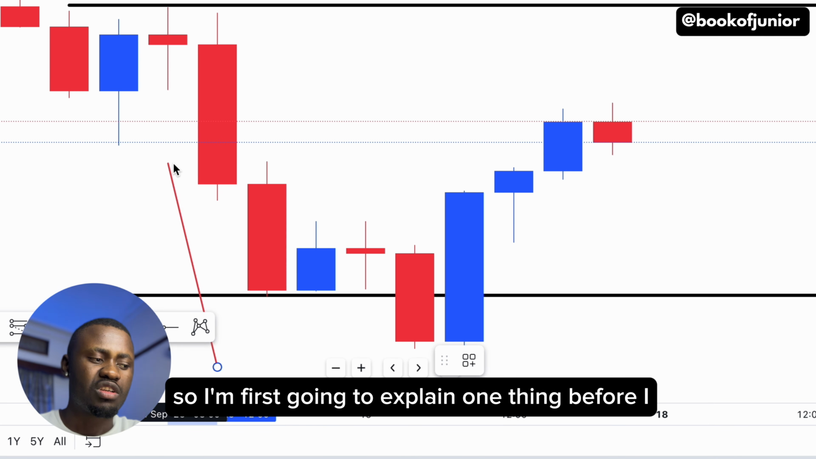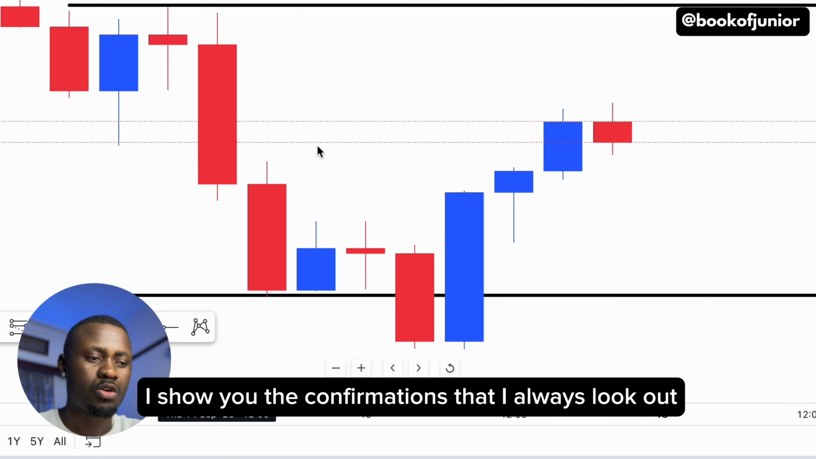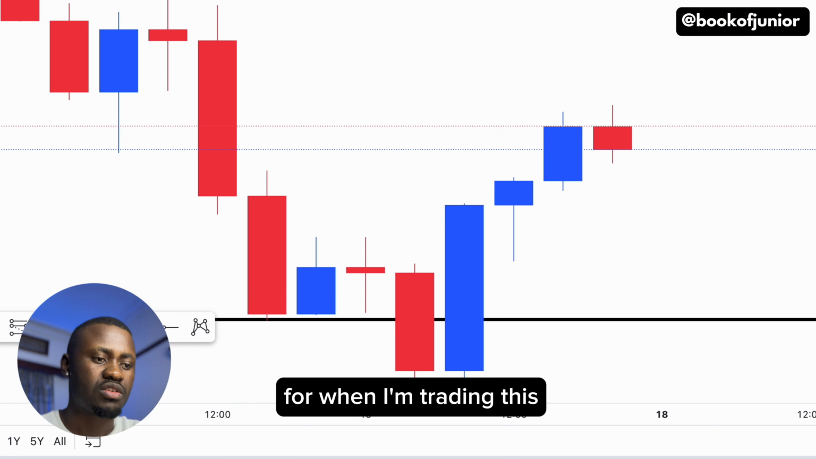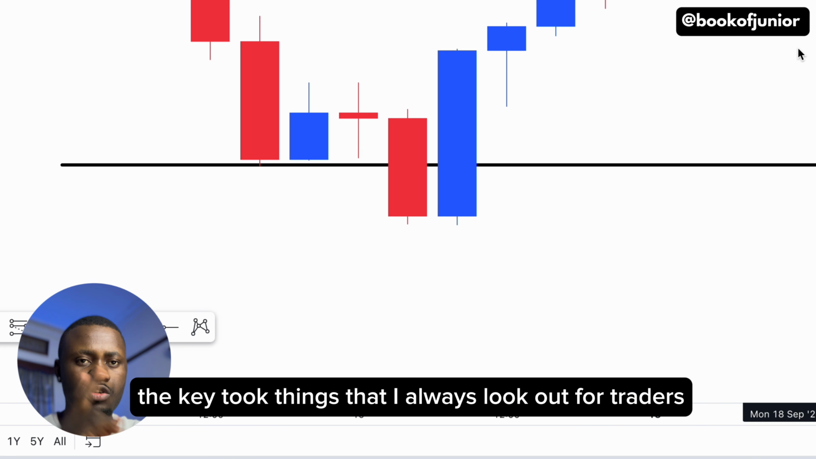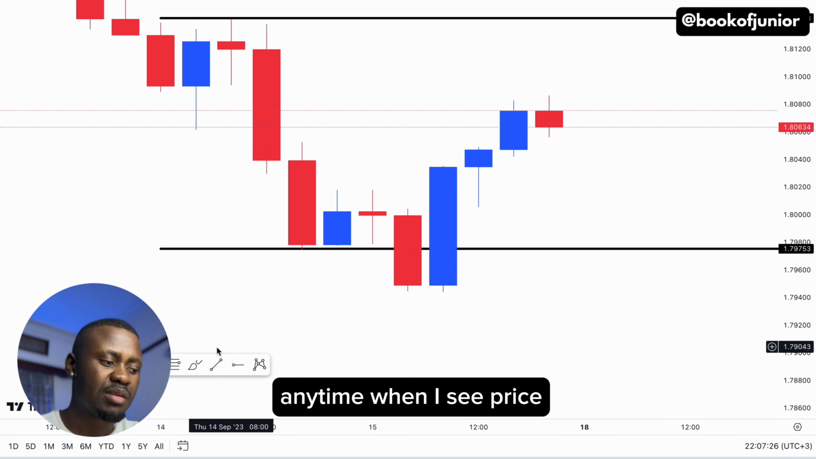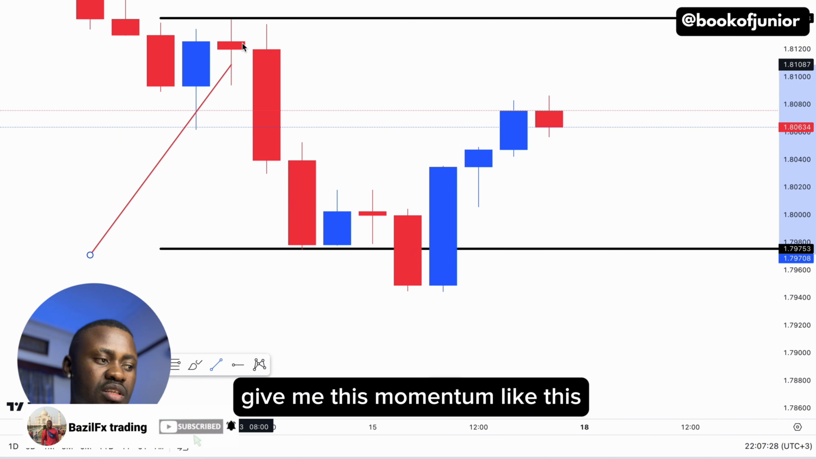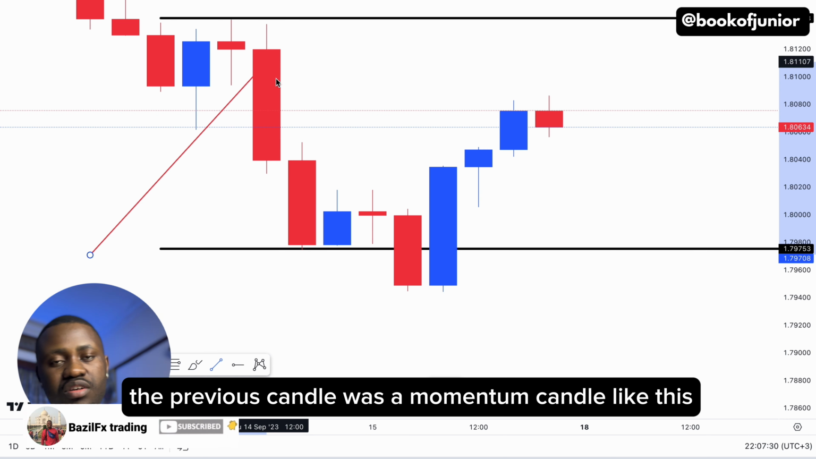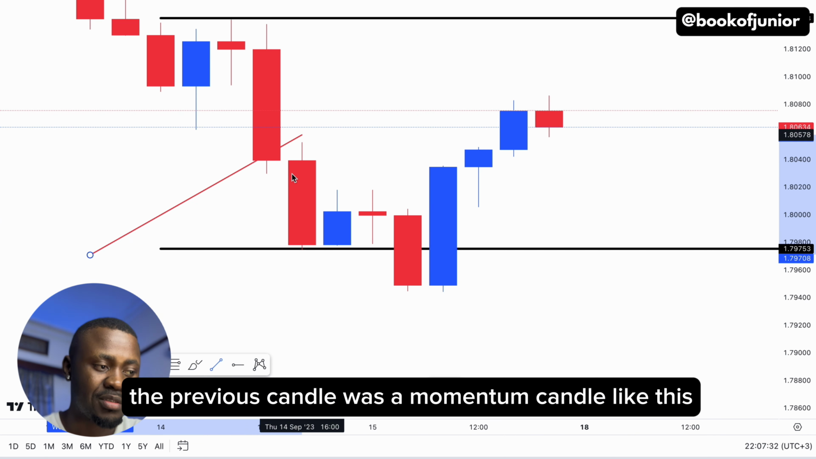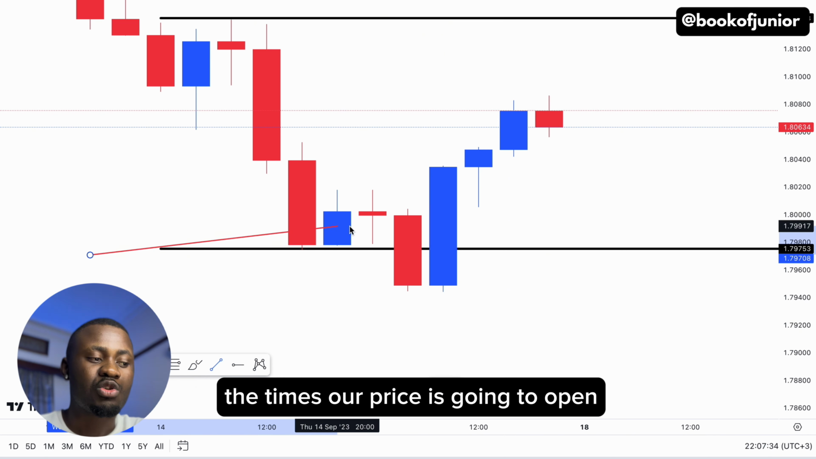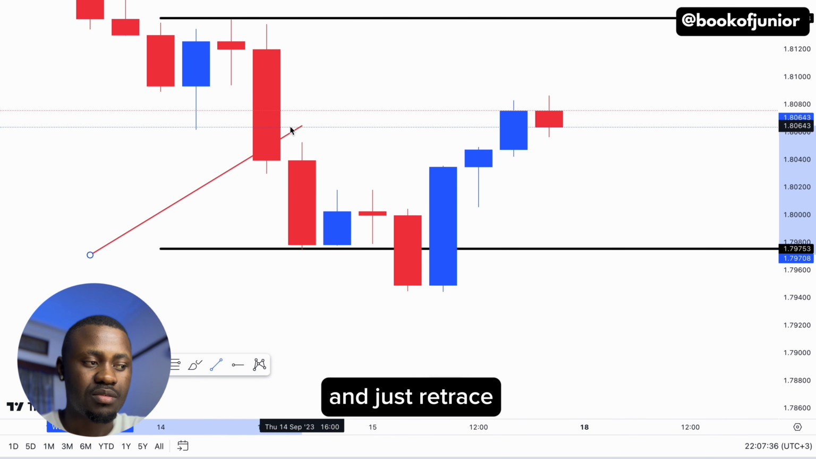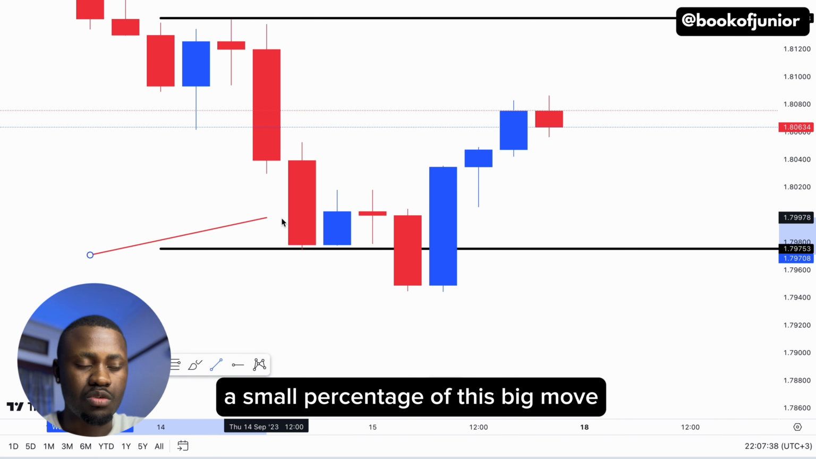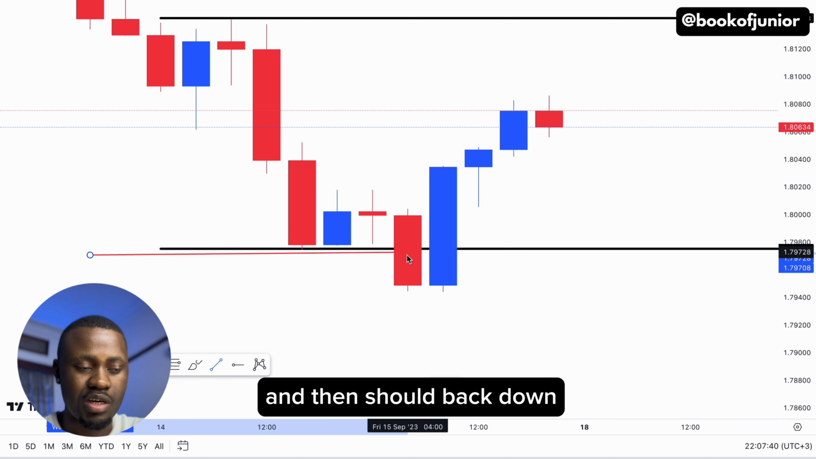So I'm first going to explain one thing before I show you the confirmations that I always look out for when I'm trading this. There are two key things that I always look out for, traders. Anytime I see price give me this momentum, let's say the previous candle was a momentum candle like this, the times where price is going to open and just retrace a small percentage of this big move and then shoot back down.